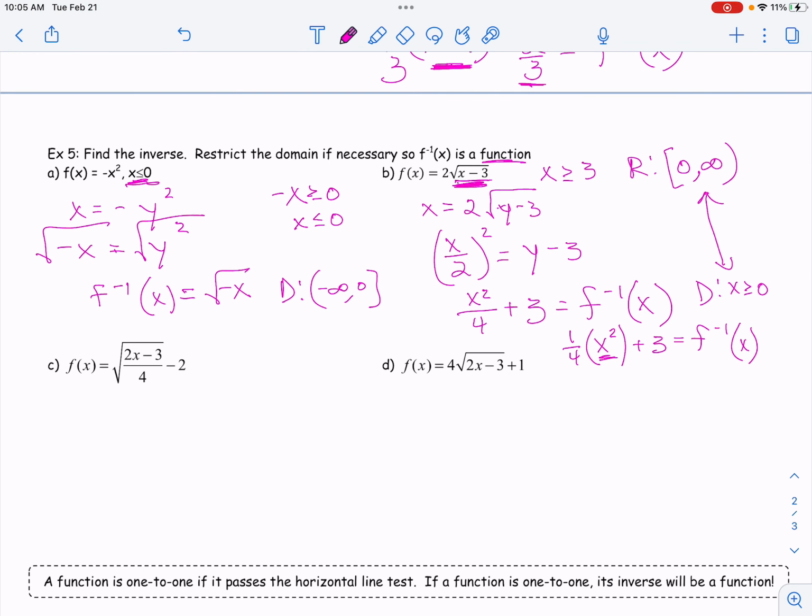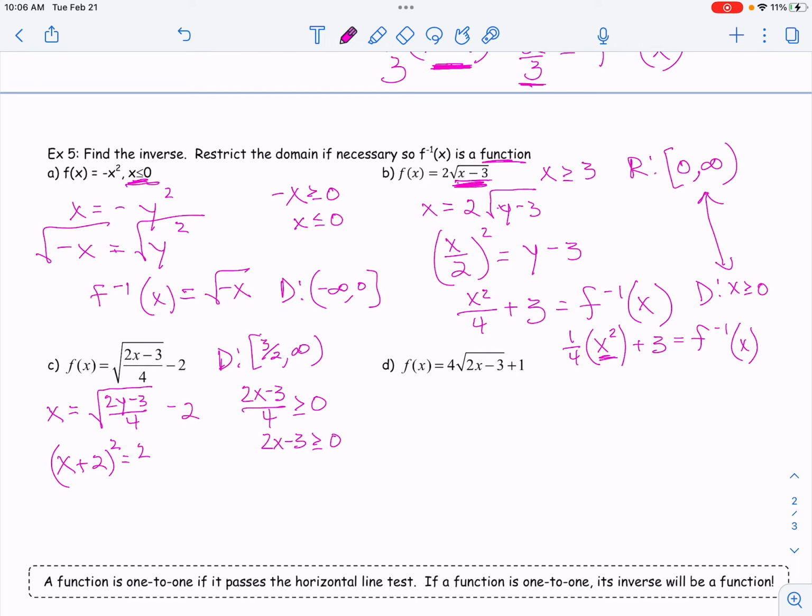Okay, so I'm going to restrict this. The domain for this, I'm going to take 2x minus 3 over 4, and I'm going to set it greater than or equal to 0. So my domain is going to start at 3/2. It's going to go to positive infinity. So I'm going to switch my x and my y. 2y minus 3 over 4 minus 2. Add the 2. Then I'm going to square it to get rid of the radical. So we have this.